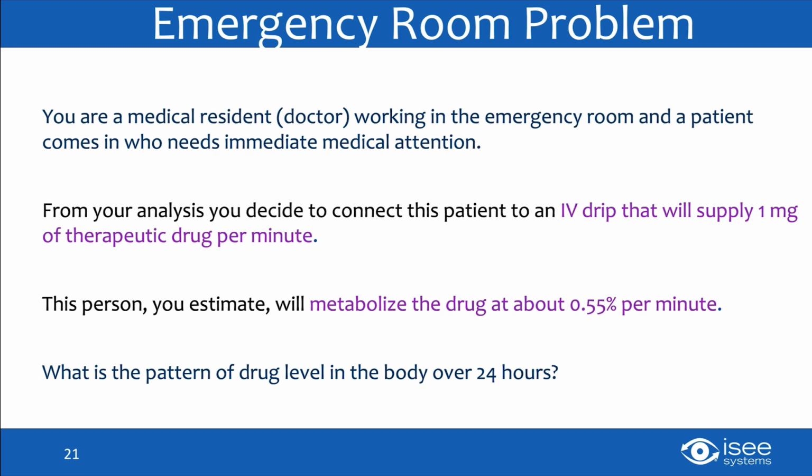Here is the description of the first medicine model. You are a medical resident working in the emergency room, and a patient comes in who needs immediate medical attention. From your analysis, you decide to connect this patient to an IV drip that will supply 1 milligram of therapeutic drug per minute. This person, you estimate, will metabolize the drug at about 0.55% per minute. What is the pattern of the drug level in the body over 24 hours?